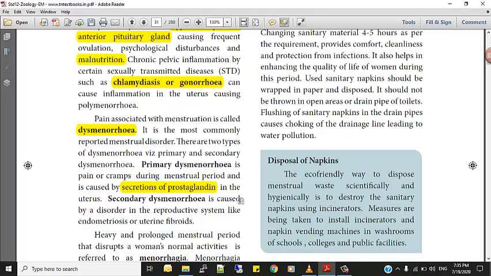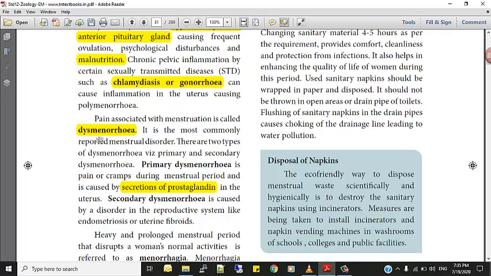But secondary dysmenorrhea is caused by a disorder in the reproductive system like endometriosis or uterine fibroid. Okay, and this is the severe one. We should take a medical examination and medical guidance for treating this secondary dysmenorrhea. We need to pay attention to such types of disorders. So in this paragraph we saw about two types of dysmenorrhea.